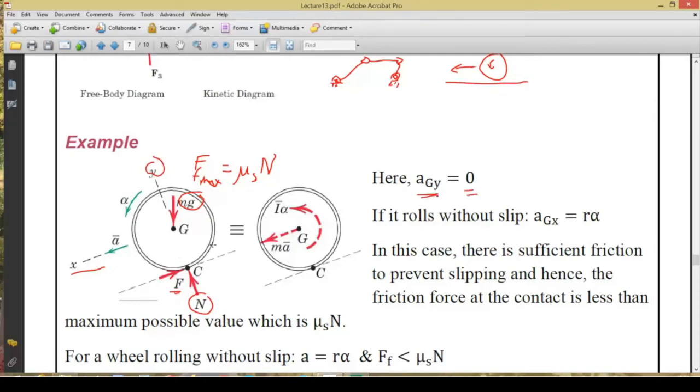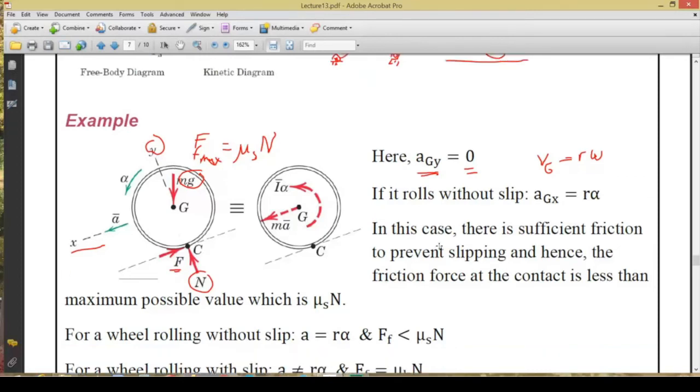And if it rolls without slip, then we have this kinematic relationship between this rolling action and the linear motion. In the velocity domain, we can show that as the velocity of the mass center is equal to r times omega. In the acceleration domain, the acceleration of the mass center in the x direction is equal to r, which is the radius of this wheel, times the angular acceleration of the wheel, which is alpha.